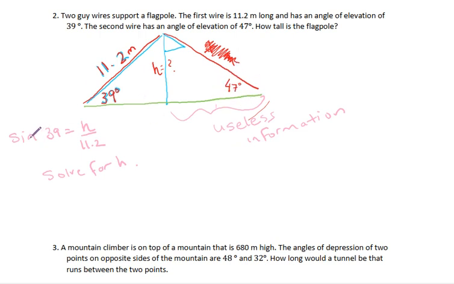So, on this side, I see that I have an angle, I have a given side length, and I don't have the height. So I have three pieces of information I can use SOHCAHTOA. So sine of 39 will equal opposite over hypotenuse, and I can solve for h by multiplying sine 39 times 11.2, and you're done.